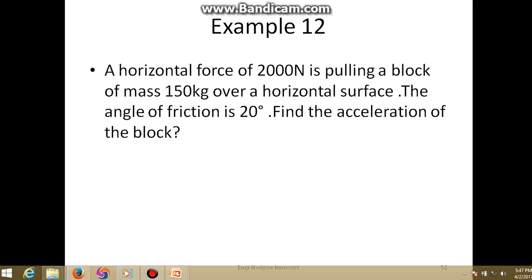Looking at the diagram, we are told that a limiting frictional force, capital F, is 2000 Newton, pulling a body of mass 150 kilogram, and the frictional force is at an angle of 30 degrees, that is the small f. Then we also have the reaction that is pulling the body down on the horizontal surface, which is the reaction of 150 times 9.8, acceleration due to gravity, which will give us 1470 Newton.